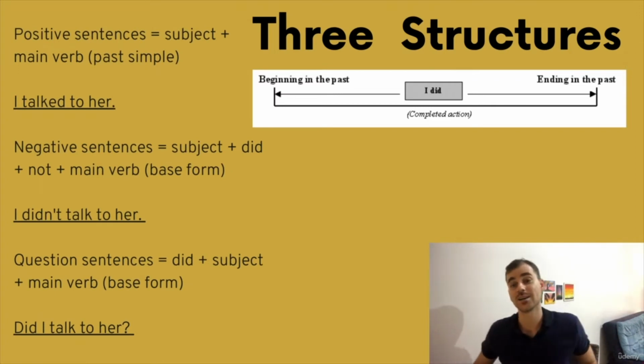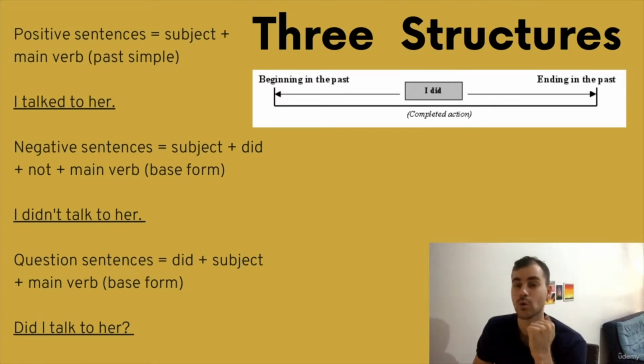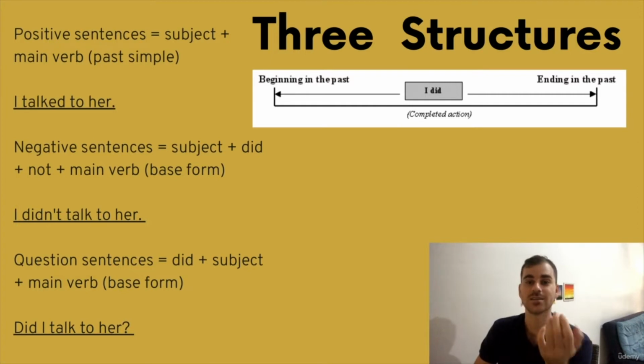We also need to talk about the structure of negative and question sentences in the past simple. So the positive sentences are just subject plus main verb, like I talked to her yesterday. For negative sentences, we do subject plus did plus not plus the main verb. So I didn't talk to her yesterday. For the question sentence, we use did plus subject plus main verb. Did I talk to her yesterday?